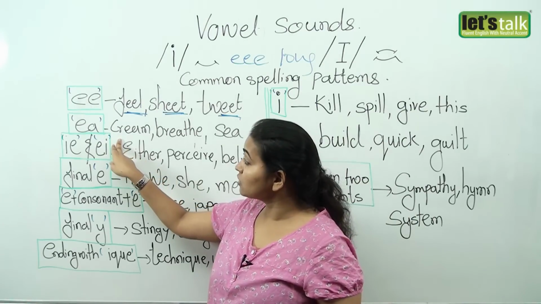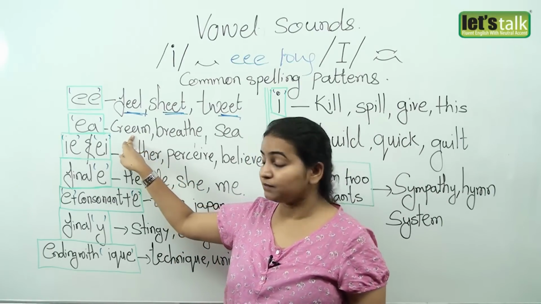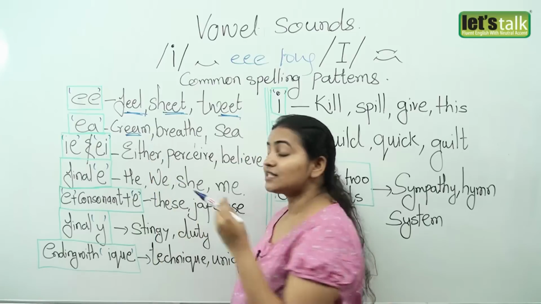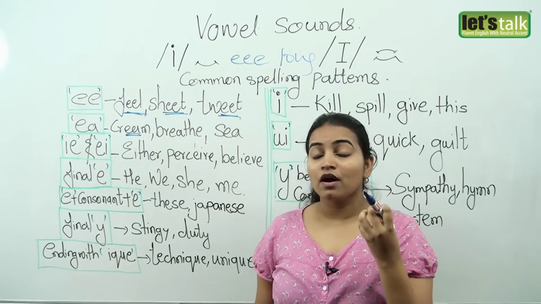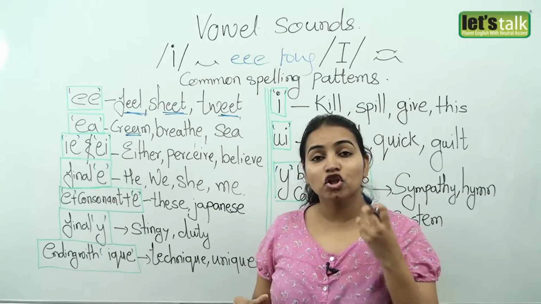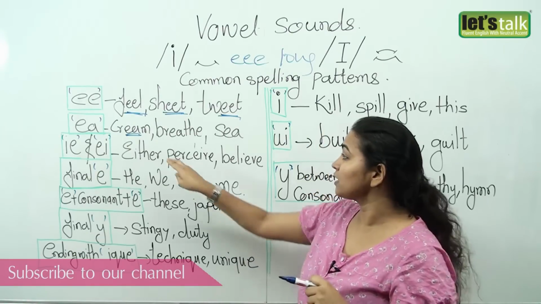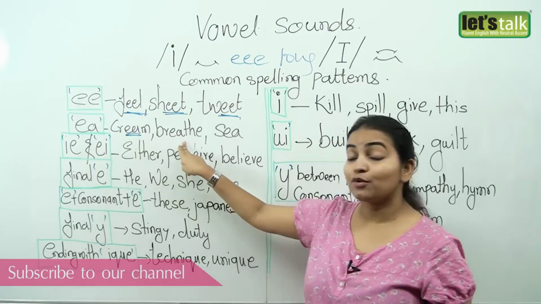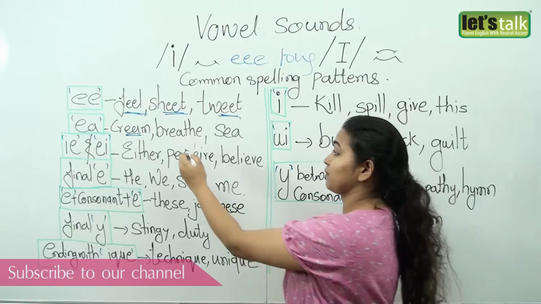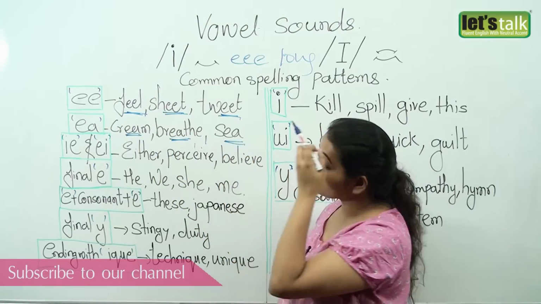Then you have words with the EA. For example, cream. Please note that all the time I pronounce all these words, I always have the long E sound, which makes my lips go E. So that's cream. And you have breathe, the EA in the word, and you have a C.